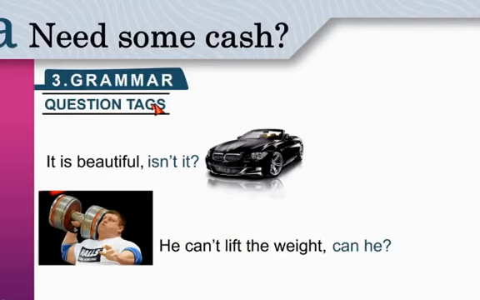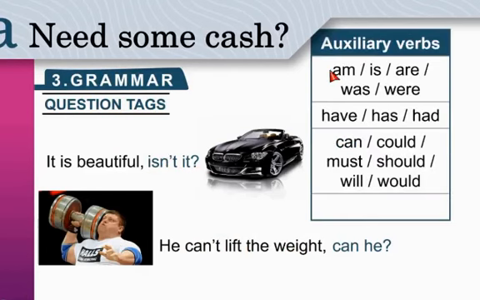Now, how do we make these question tags? How do we make them? These are auxiliary verbs: am, is, are, was, were, have, has, had, can, could, must, should, will, would.